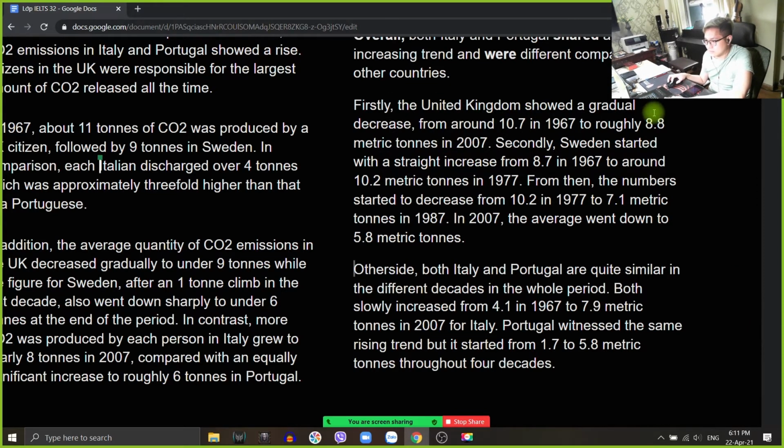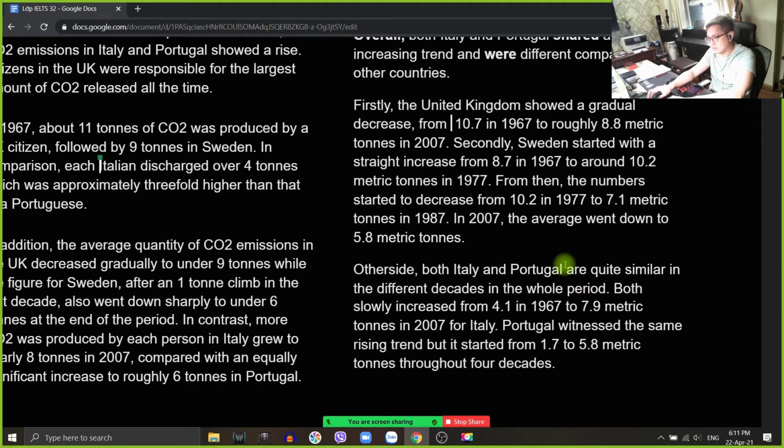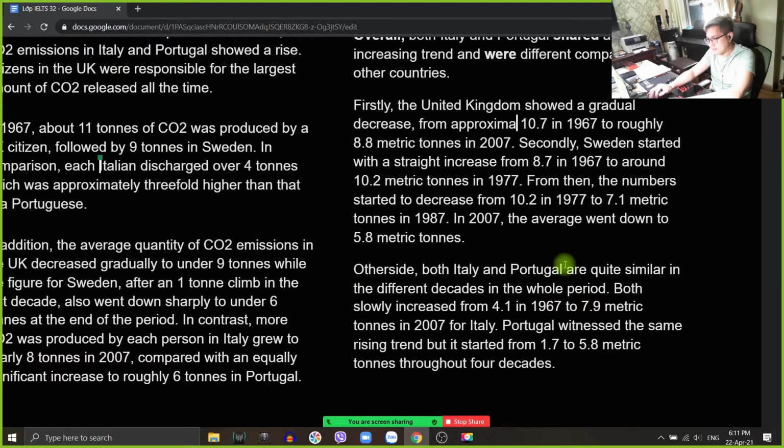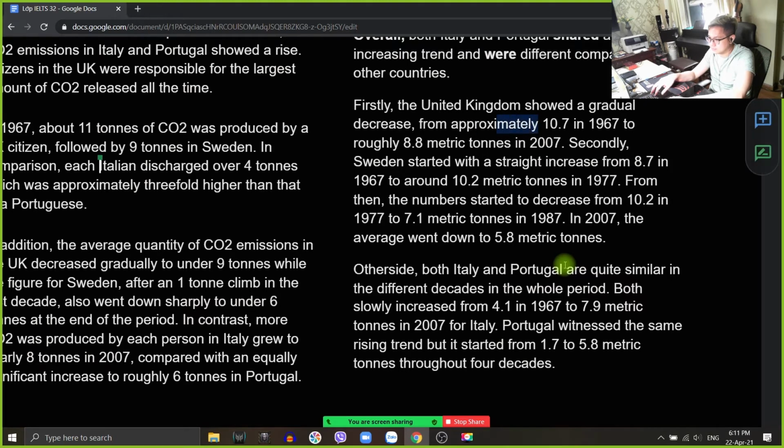Firstly, United Kingdom showed a gradual decrease from around. Rồi, văn nói. This is spoken language again. From approximately. Spoken language again, huh? Now it changed to approximately. To roughly 8.8 metric tons in 2007. Okay, good. Secondly, Sweden started with a straight increase.